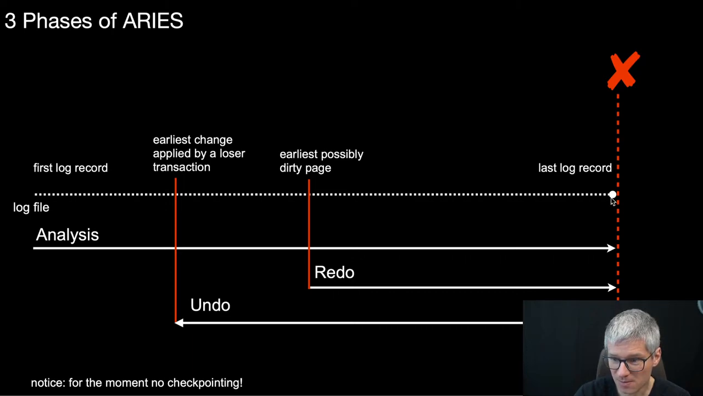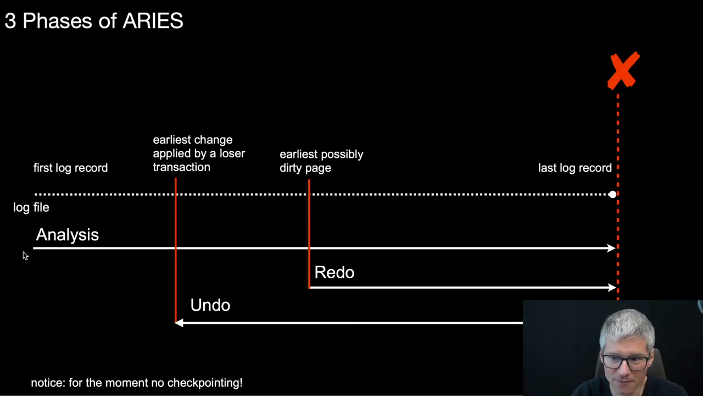And last record also means that's the point in time where the crash happened. So after that, no other log record was written. So all we have is a log file. And what do we do with the log file? There are three phases. The first is the analysis phase, reading the log file from left to right. Then the redo phase, also reading from left to right, but starting a little later. The idea is we only need to start from the point in time where there may be a problem in the database state. So that's the earliest possible change that created a dirty page. Meaning that is the first point in time where we may see a page that doesn't reflect the current, with respect to the last log record, state of the database system.